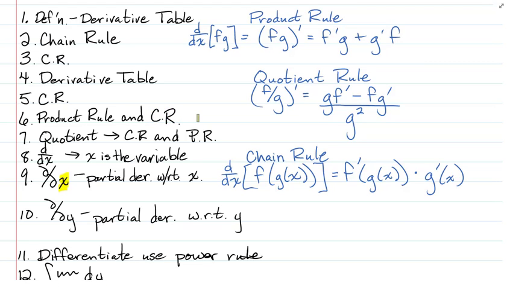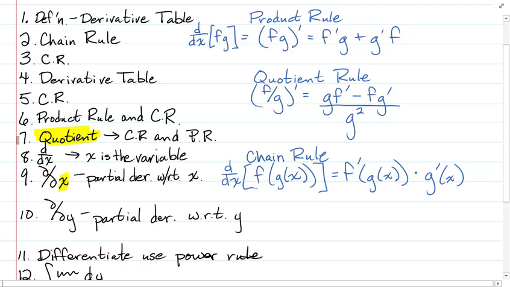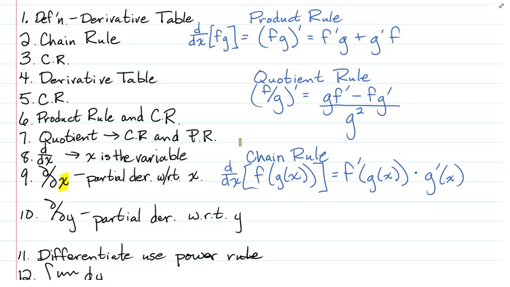Number 7, kind of the same deal, but you'll be starting with a quotient rule because it's the quotient. And then as you work through the quotient rule, you'll need to use a chain rule at one point and a product rule at another point. And then, of course, all of these you'll need to be simplifying. So get some practice at simplifying.